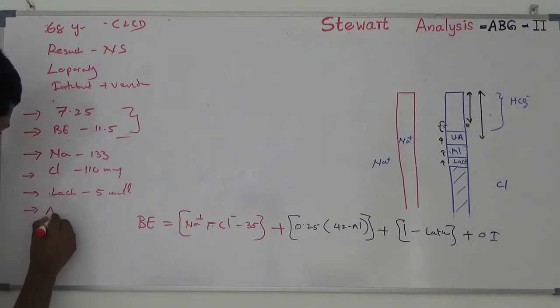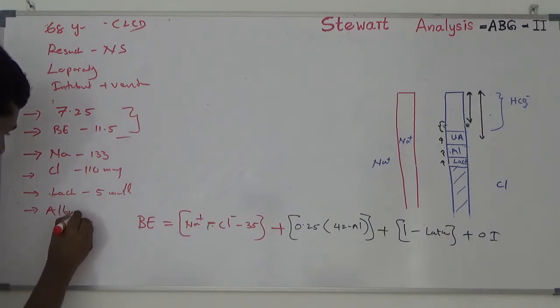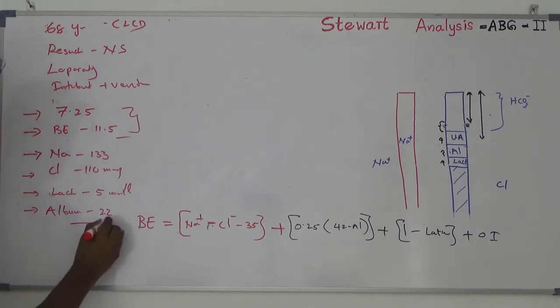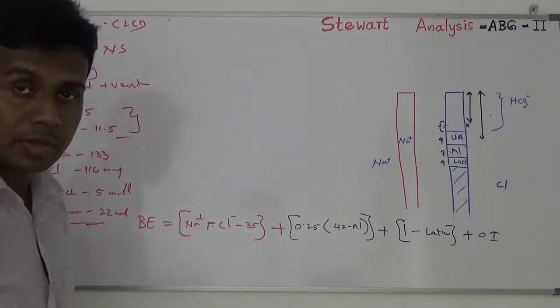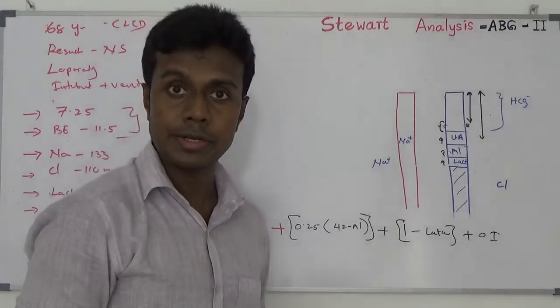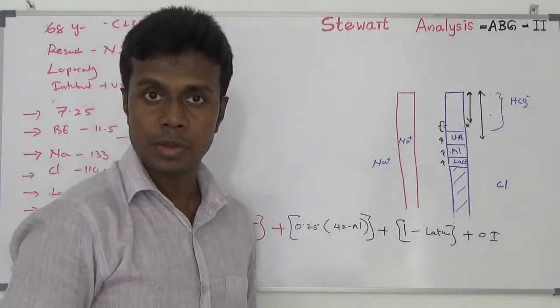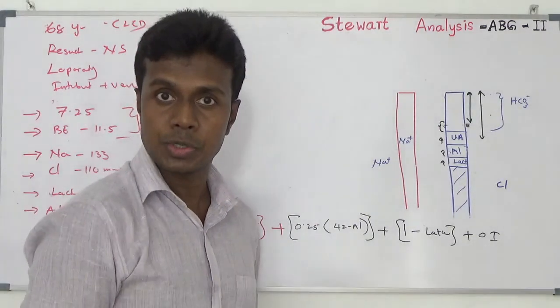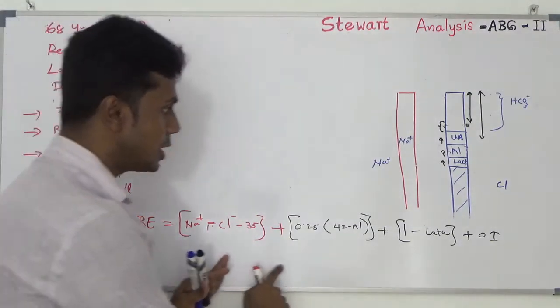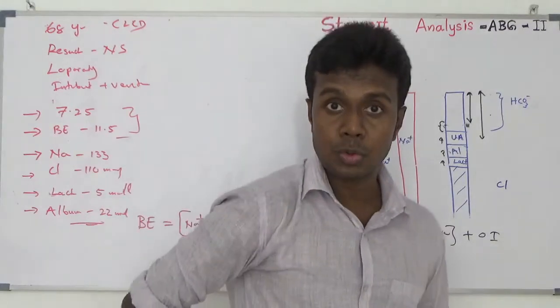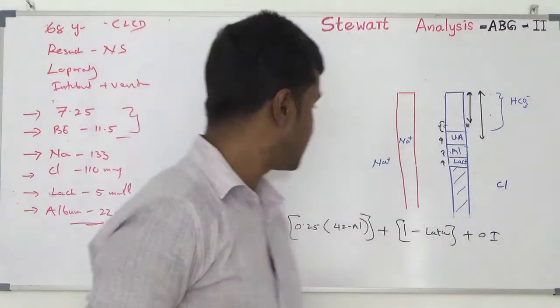Albumin was 22 grams per liter. If you want to convert into milliequivalent, you have to multiply it by 0.28 and 0.25. So now I am going to put those values into this equation.